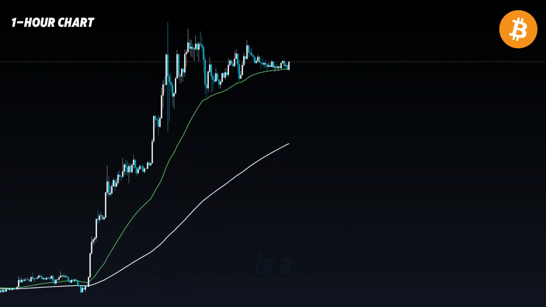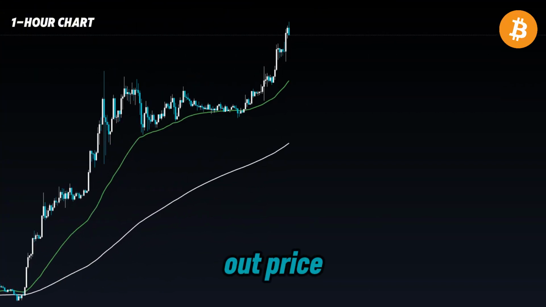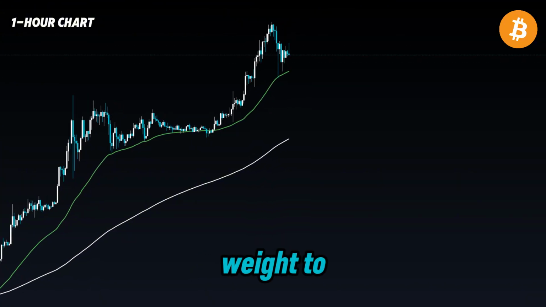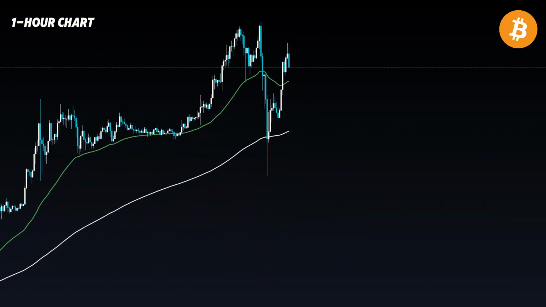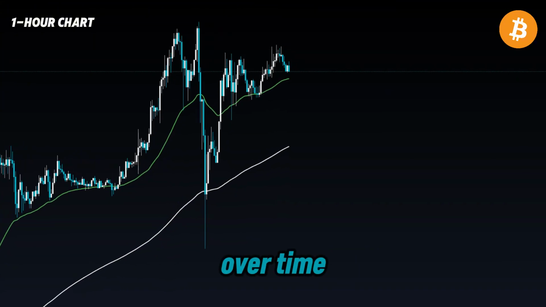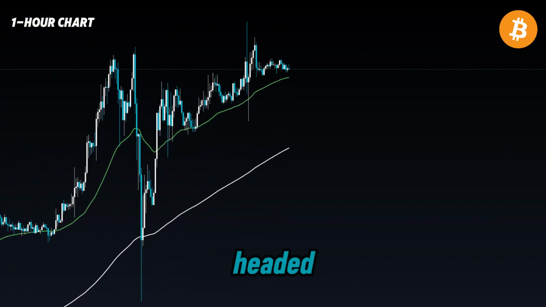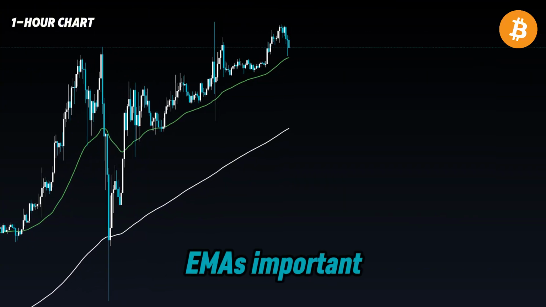An EMA is a type of moving average used in technical analysis to smooth out price data, giving more weight to the most recent prices. It helps you visualize the trend of a cryptocurrency's price over time, offering a clearer picture of where the market might be headed. Why are EMAs important?